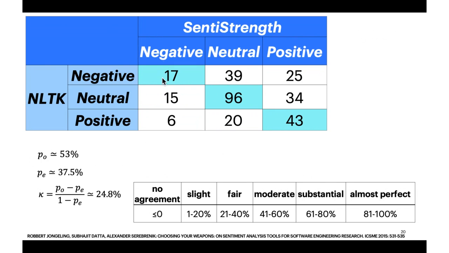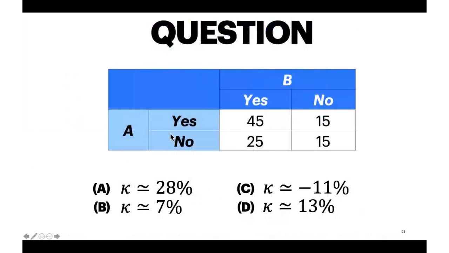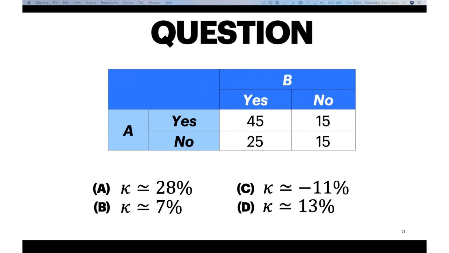So a very small exercise for you. Here we have a small table comparing performance of tools A and B. Each one of the tools can give yes and no as possible answers, and the numbers are on the screen. As you remember, kappa is computed as a ratio between observed agreement and expected agreement, and the complement of the expected agreement. So here you have 4 options.